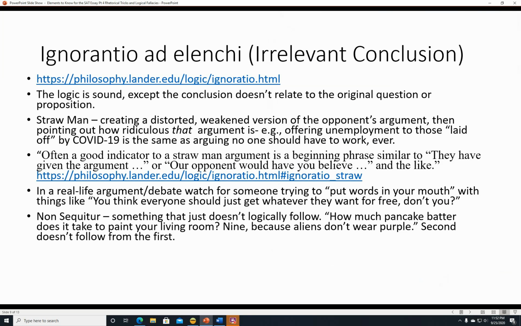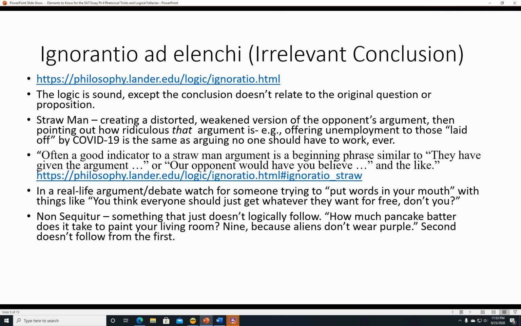So now we're here at Ignoratio ad elenchi. I will admit I don't know how to pronounce that at all. That's an irrelevant conclusion. philosophy.lander.edu/logic/ignoratio. Well, that'd be a nice thing to name your kid. My kid is named Ignoratio. No, please don't do that. Anyway, the logic is sound, except the conclusion doesn't really relate to the original question or proposition.